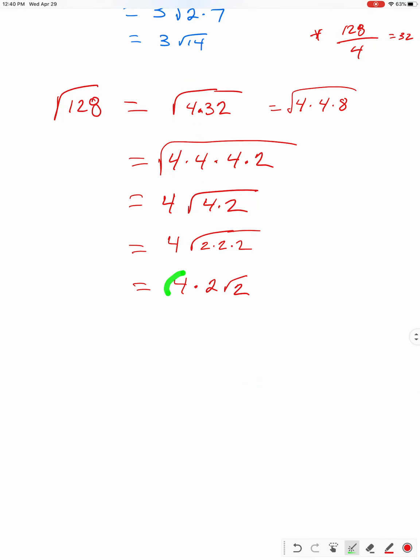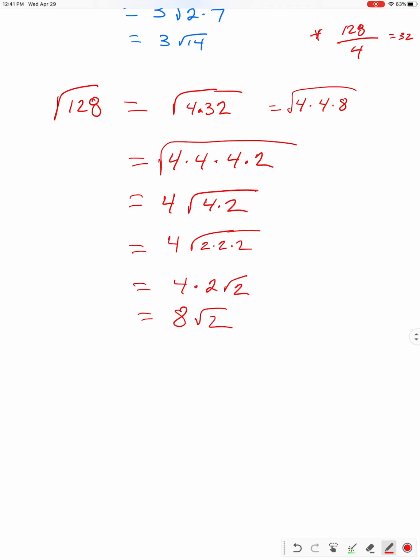So this is this 4 still recopied, and then 2 times 2 put together underneath the square root. So I just made that a 2, and then I'm left with this square root of 2. And then 2 times 4 makes 8, so I could write this as 8 square root of 2. So the root of 128 is the same as 8 root of 2.